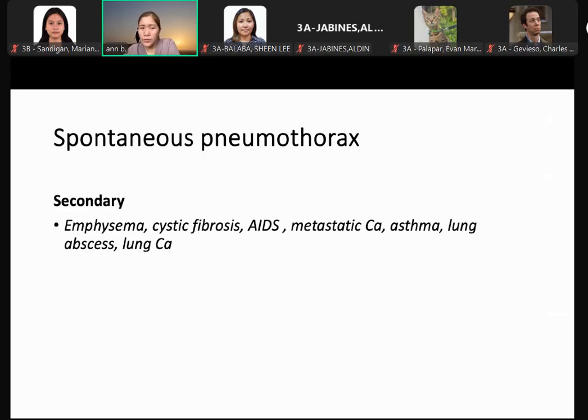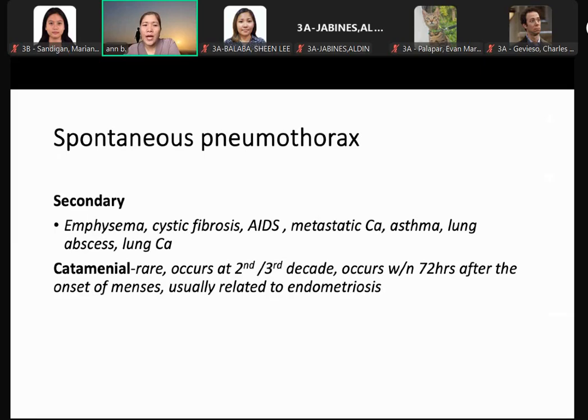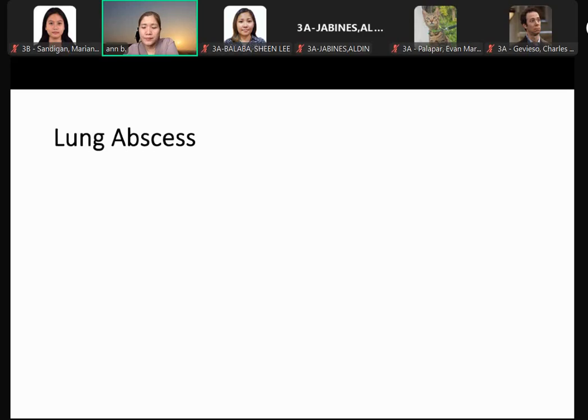For secondary, most of these patients have COPD, smokers, TB, infection, emphysema, cystic fibrosis, AIDS, metastatic cancer, asthma, lung abscess, lung cancer. And also we have this rare kind of pneumothorax, which is catamenial, occurs in the second or third decade, within 72 hours after the onset of menses, usually related to endometriosis. Nowadays, because of the inflammatory causes of endometriosis, we have a lot of patients that have the catamenial problem of pneumothorax.